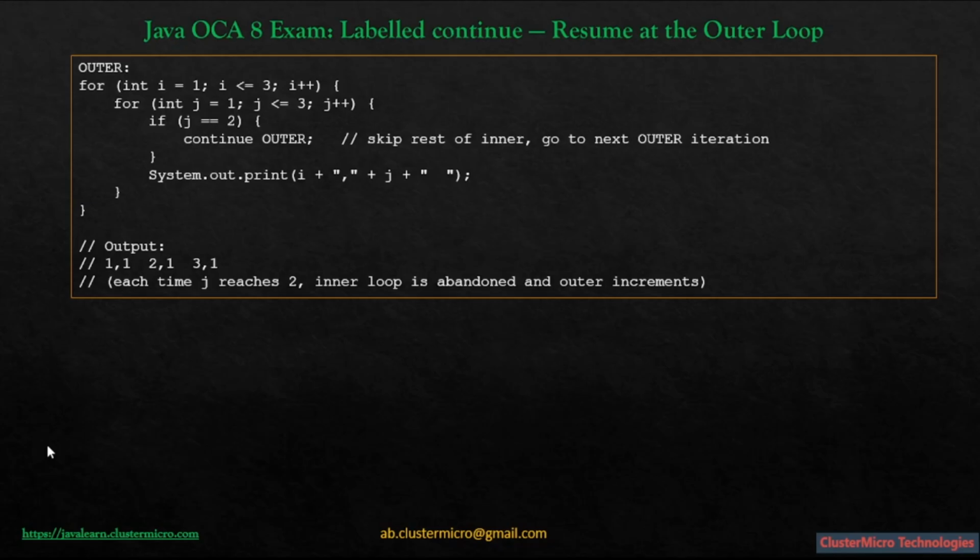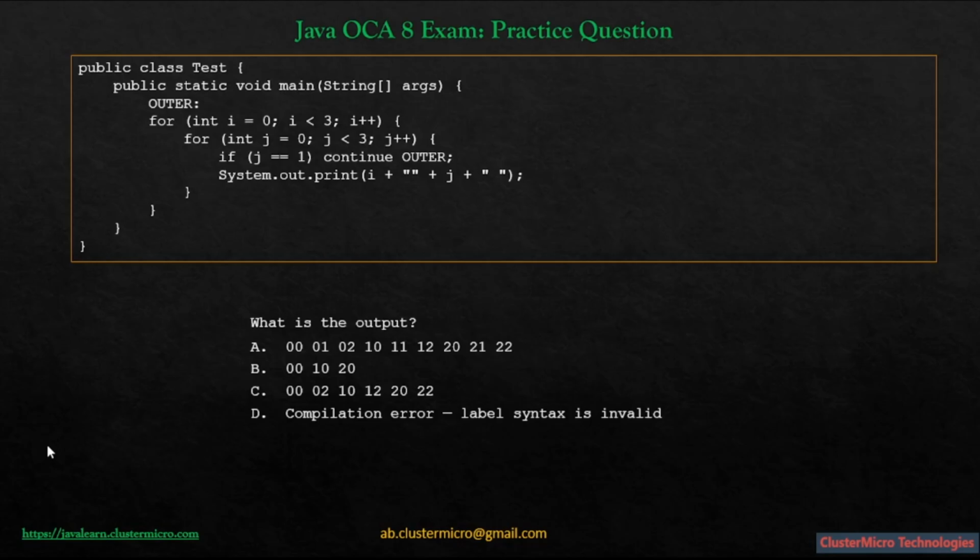Okay. Let's come to the practice question. So we have a class here, and there is an outer loop. We have two loops, outer loop from i equals 0 to i less than 3, and then for int j equals 0, j less than 3, and then continue outer and System.out.print. So what will be printed? What is the output?